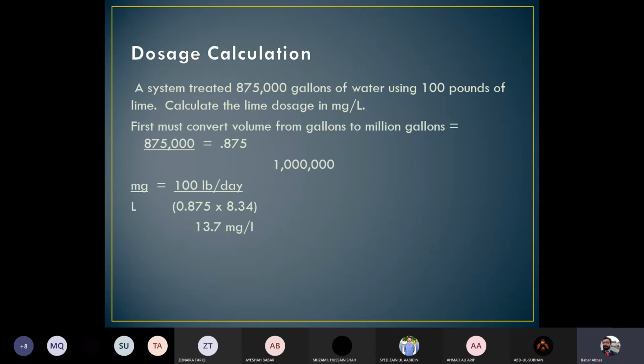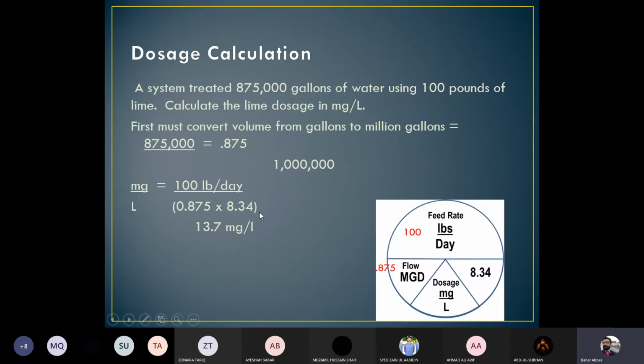Another example of the same category is in terms of gallons of water by 100 pounds of lime, and calculate the lime dosage in milligrams per liter. First, we must convert volume from gallons to million gallons, as we witnessed in the previous example that we use million gallons in the formula. So 100 divided by 0.8 into 8.34, which is the conversion unit, and the answer comes out to be 13.7 milligrams per liter.